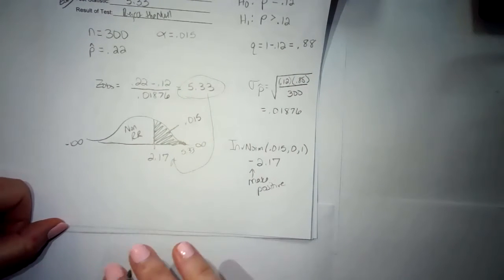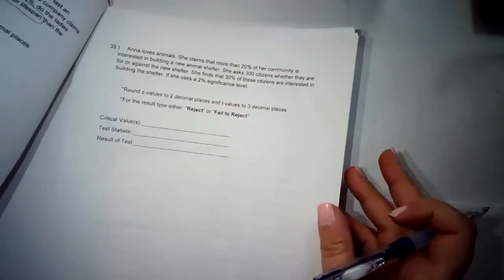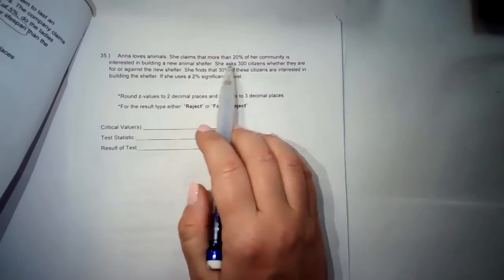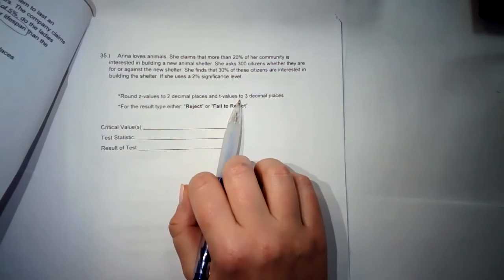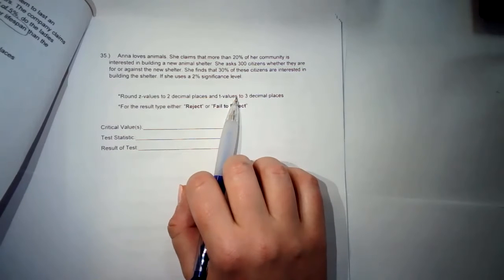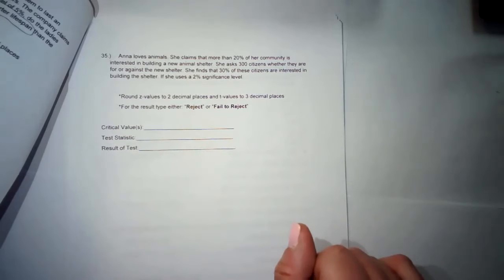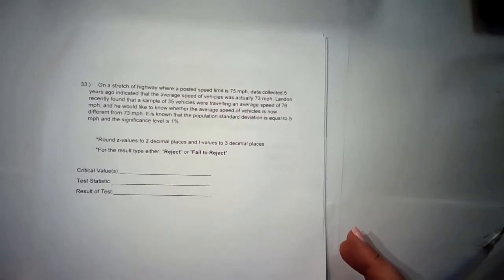Everybody all right on that? Okay. If you want to practice one like this, you can go to number 35. Anna loves animals. She's building a new animal shelter. This is going to be proportion, right-tailed test, positive critical value. So it's a perfect way to practice one more, and the answer's in the back. I give you a little answer section in the back, but this would be a good practice for you. All right, that brings us to 33.